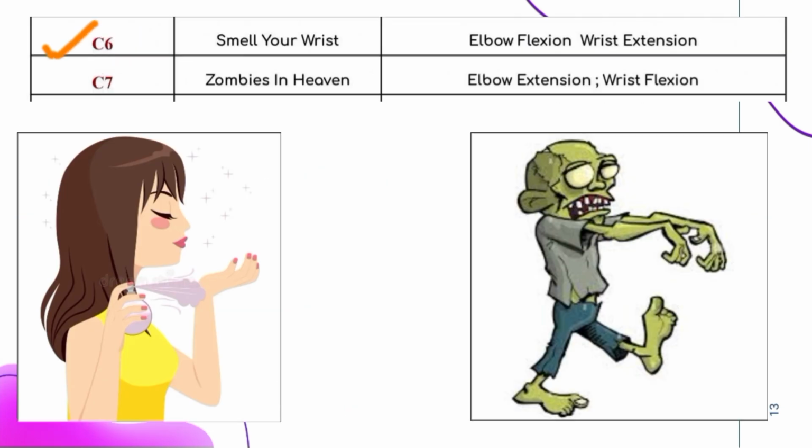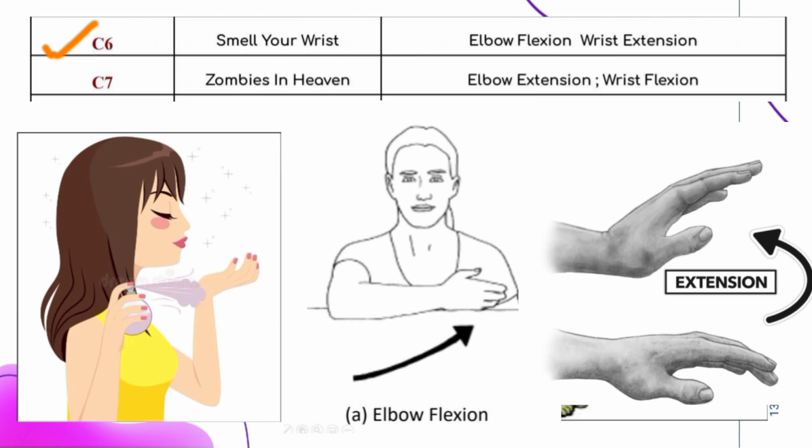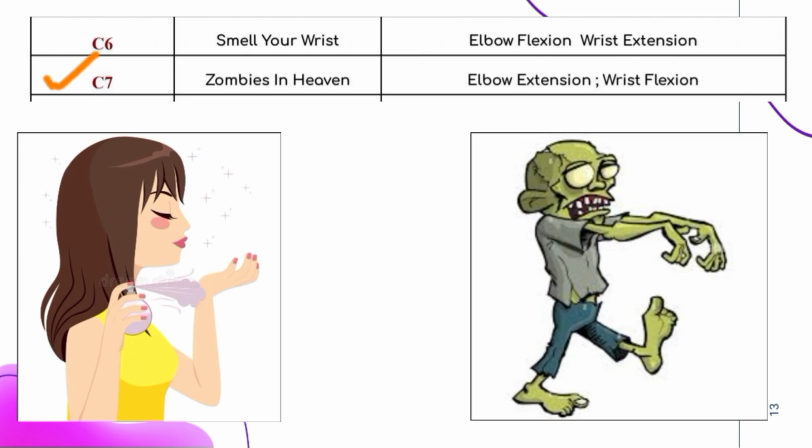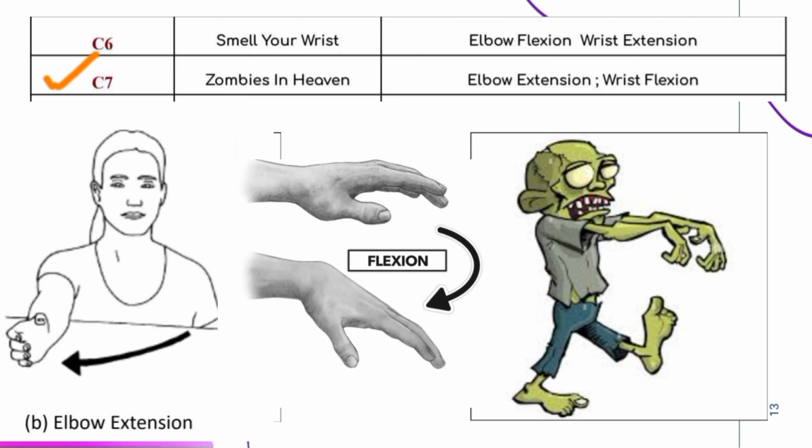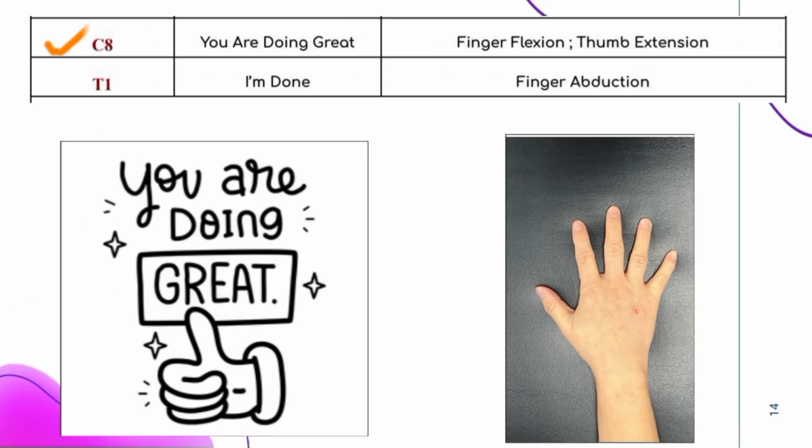C6, smell your wrist. So while smelling your wrist, your elbow is flexed and wrist is extended, like the image showing here. So elbow flexion and wrist extension. C7, zombies in heaven. So likewise, zombies elbows are extended and wrists are flexed. So elbow extension and wrist flexion.